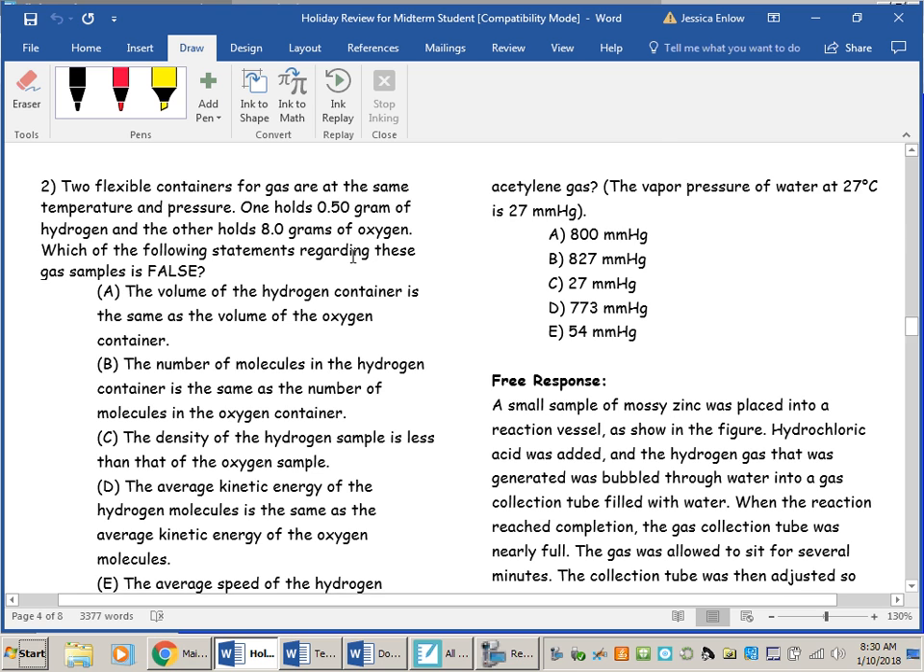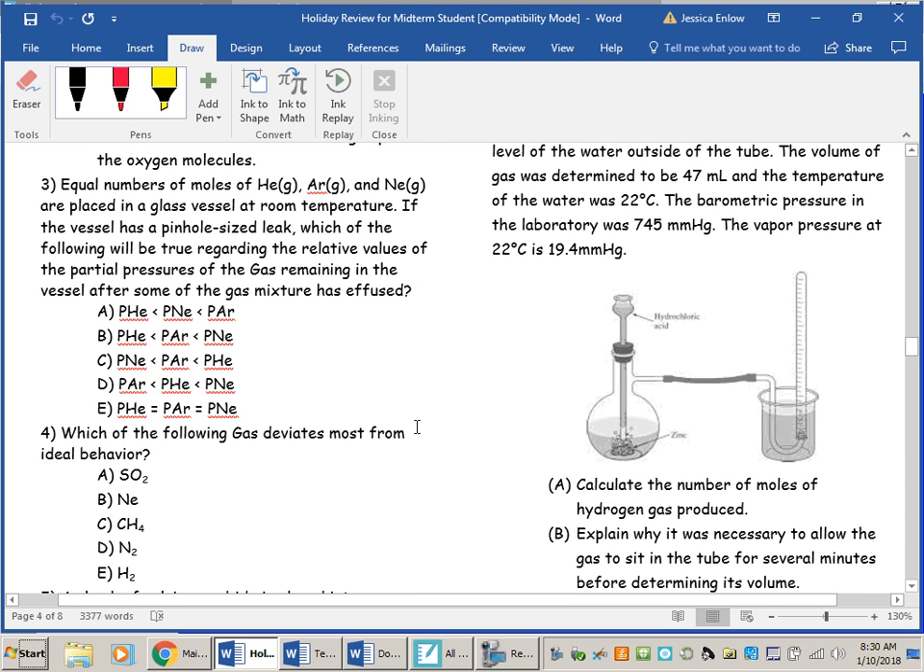All right, so 3. Ready? A, so you're looking at what again here? The masses, right? So who weighs the least? So is it going to be the fastest or slowest? Fastest, so is it left afterwards? Is it left over in high quantity? No, so it's going to escape the fastest and be the least.